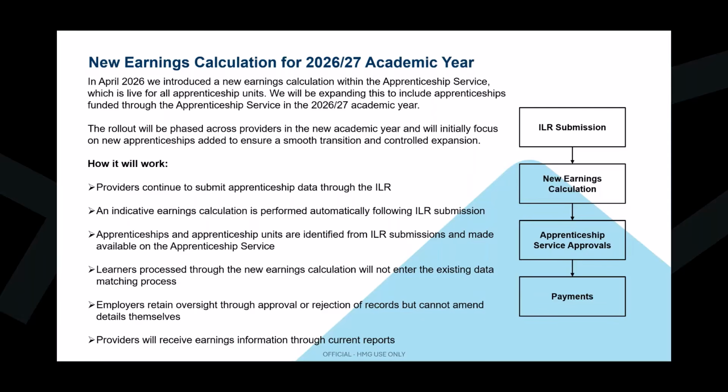So as you are submitting your in-month ILR submissions, when you look at your indicative earnings report, you'll be able to see on there if an employer has approved or if the record is still unapproved currently. So you'll be able to use that report to monitor the interaction from an employer. Obviously, you can use the Apprenticeship Service as well, and the nudges and chases to employers directly. This is already in place for apprenticeship units and will be in place for apprenticeships when the provider is going through our new earnings calc. So from the calc point of view, we're aiming for a smooth transition.